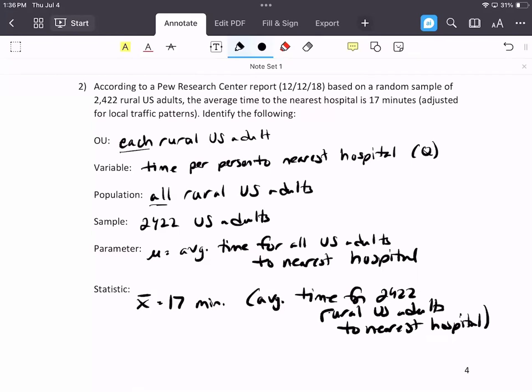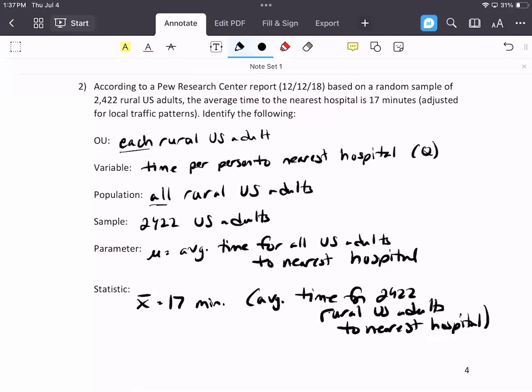Why couldn't we just say each US adult? Well, traffic patterns are very, very different, and the number of hospitals are extremely different. I grew up in a very rural area, and the closest hospital when I was growing up was 15 minutes away. However, that hospital ended up closing, and then the closest one was, in good weather, 25 minutes. A lot of rural adults do not have easy access to a hospital, versus if you're in a major city, usually you can see them. There are quite a few of them.